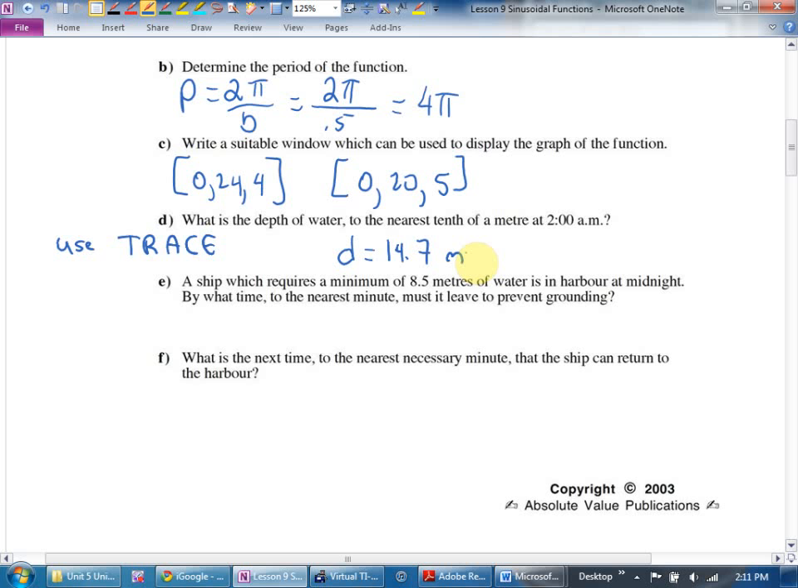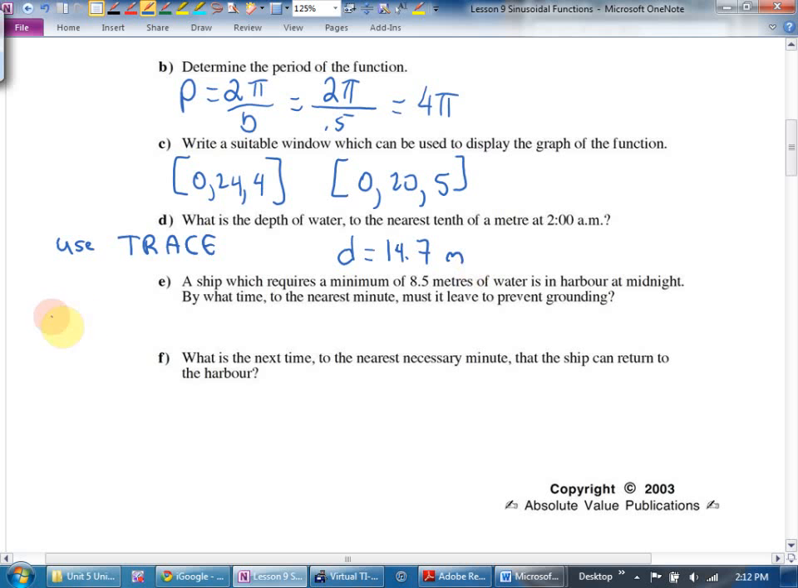E. A ship which requires a minimum 8.5 meters of water is in harbor at midnight. By what time to the nearest minute must it leave to prevent grounding? What are they asking me to find here? Time, is that an X variable or a Y value? That means they gave me a Y value. What Y value did they give me?